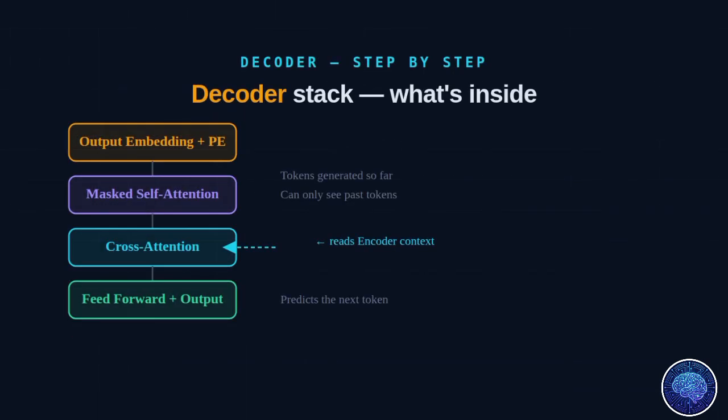The decoder is similar but has one extra step. It starts with the tokens generated so far, adds positional encoding, then runs masked self-attention. Masked because it can only look at past tokens, not future ones. Then it runs cross-attention, where it reads the encoder's context. Then a feed-forward network, and finally predicts the next token.